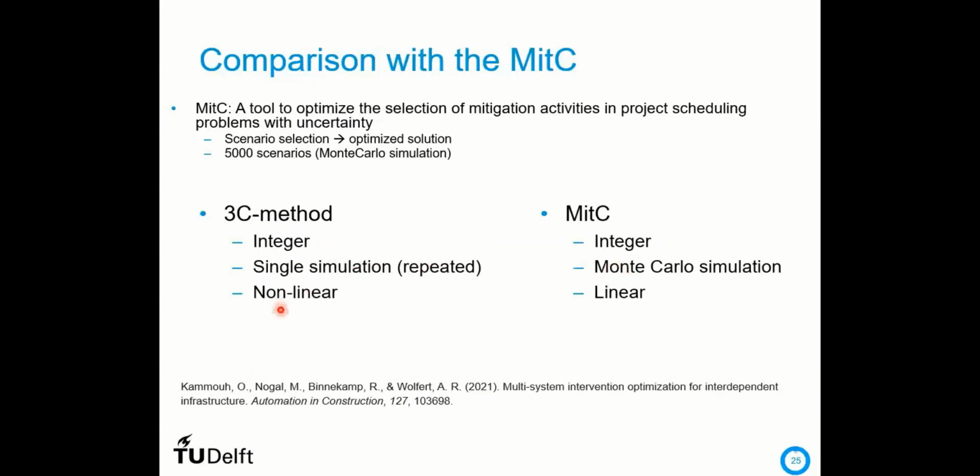The 3C method is nonlinear. The mitigation controller is a linear problem, and since it's linear, the solution that we get is a global optimal solution. So we don't really need to do this repetition because we know every time we are going to get the same solution. It's linear, and we're lucky to have that. Otherwise, it would be really a disaster if it was nonlinear, because it would be computationally expensive.